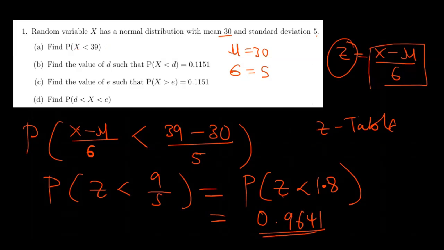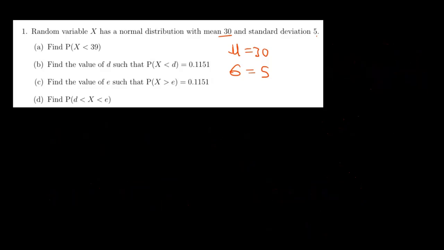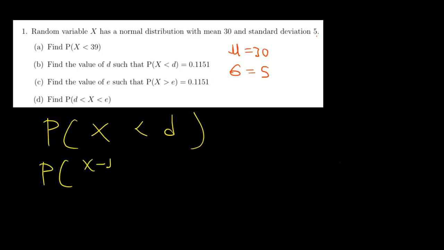Let's look at the second one. On the second one, we're doing the opposite. On the first one, we found the probability given a certain z-score, and then on B here, we're given the probability, and we want to find the z-score. So first of all, let's standardize what we have. We have x less than d. So it will be the probability of x minus mu divided by the standard deviation less than d minus the mean, which is 30, over the standard deviation, which is 5. So here they're saying it's giving us what?